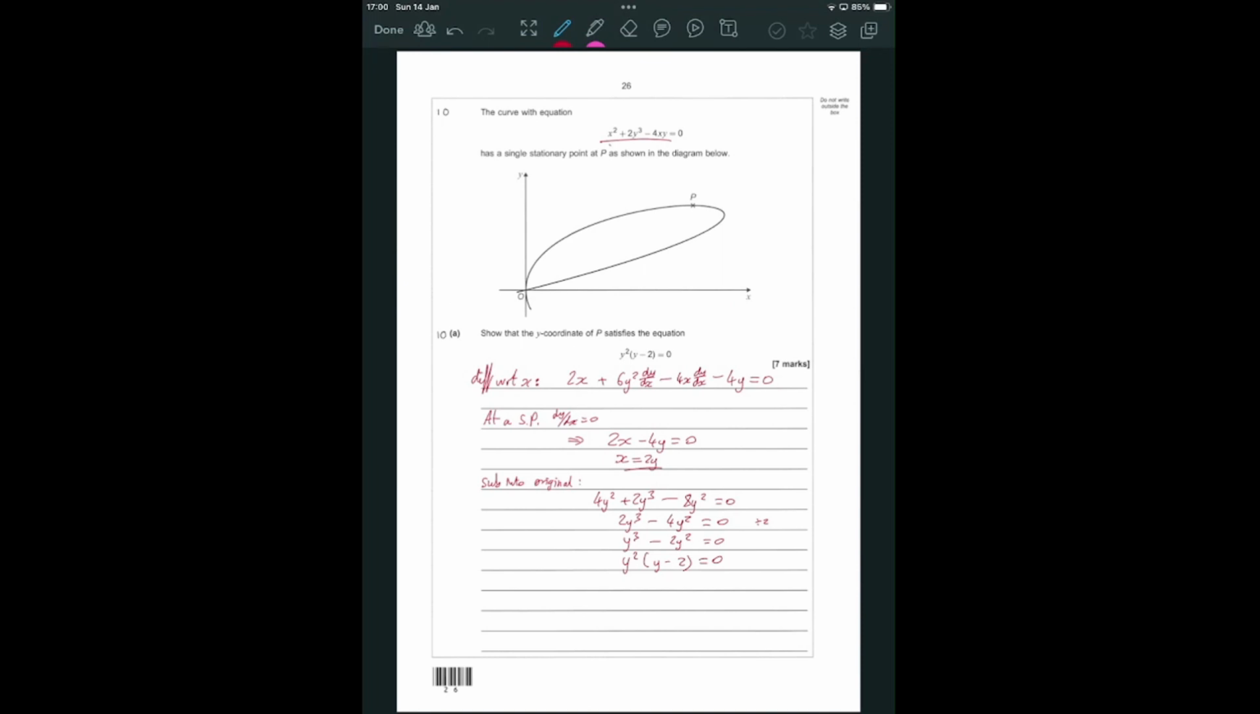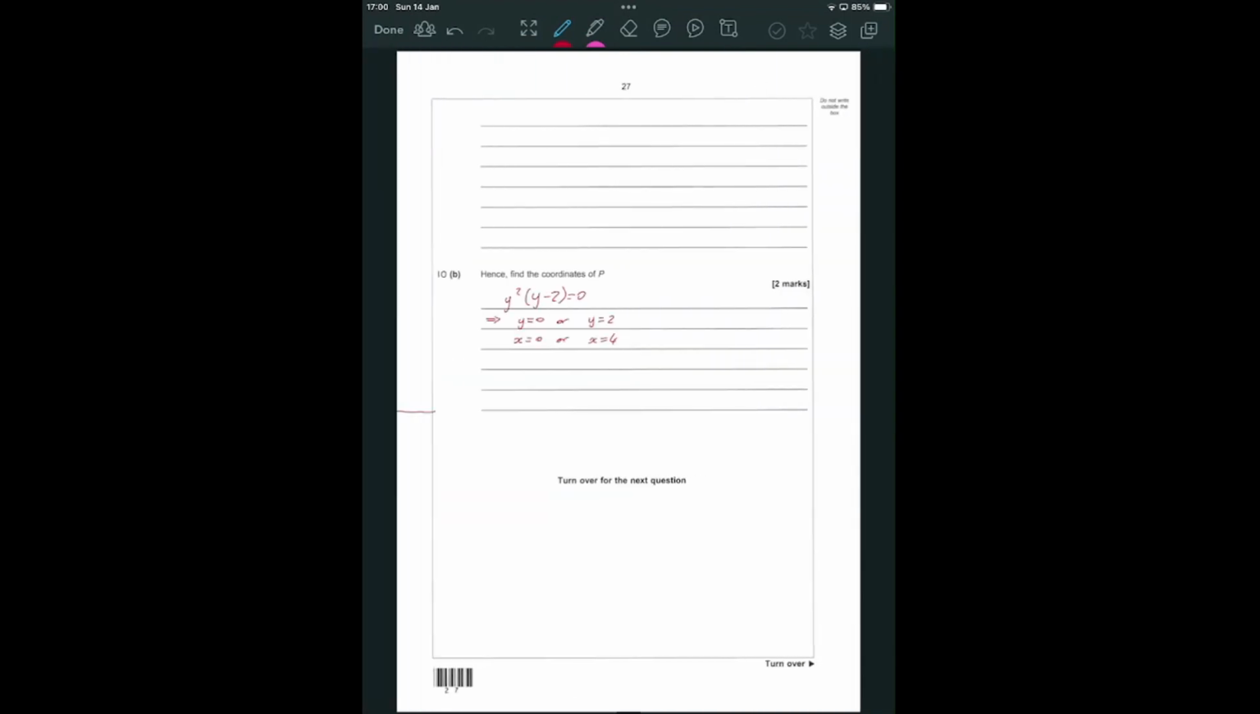The origin is a bit of a weird position. You can see the curve goes through the origin twice. Another feature of implicit curves rather than the normal y equals. So I'm just going to reject that one. That's not my stationary point. I've only got 2 marks here.